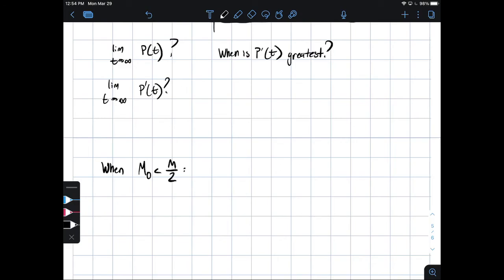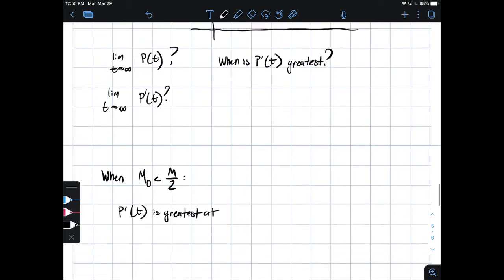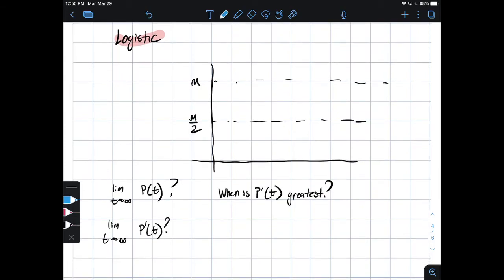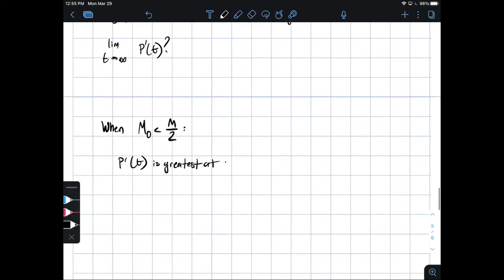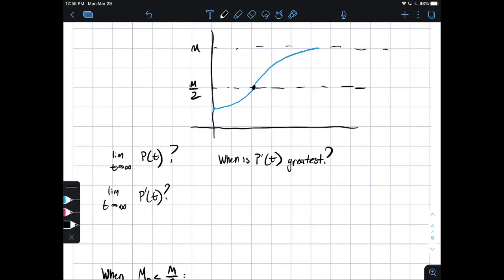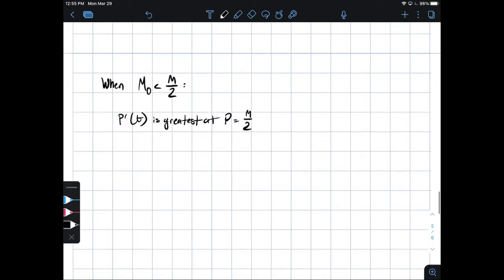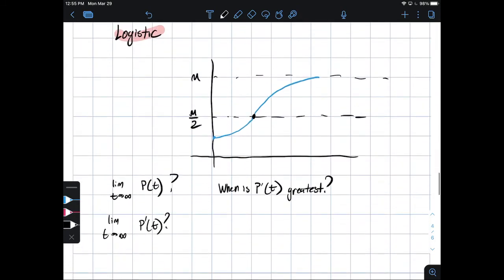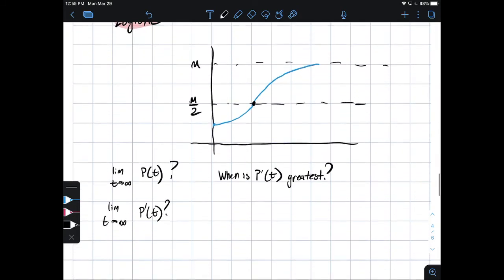When this is the case, P prime of t is greatest at, and I won't finish that in, but essentially we start right here, where it's sloping upwards, and then back to decreasing. You might be able to tell just from the graph, it's greatest right here when P is equal to M over 2. So if you ever see an initial condition less than M over 2, the derivative is going to be greatest at that halfway point sort of thing.